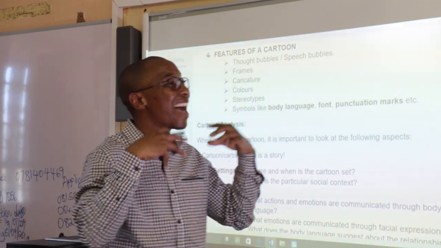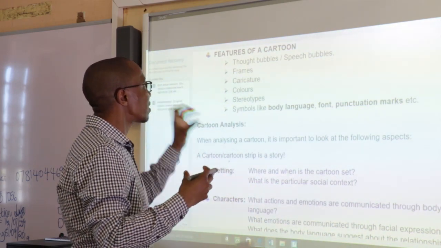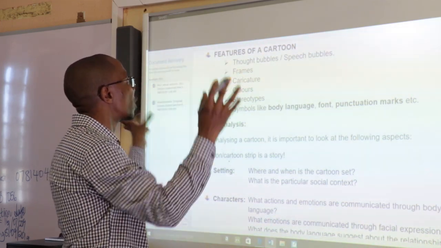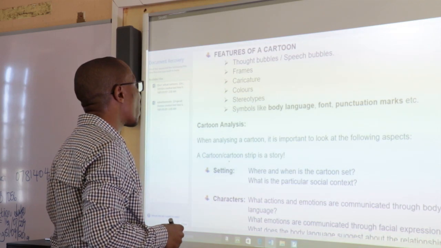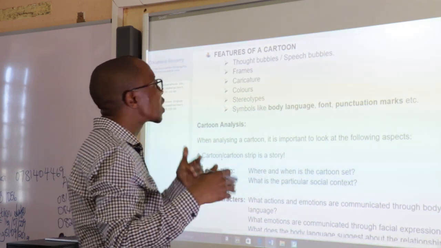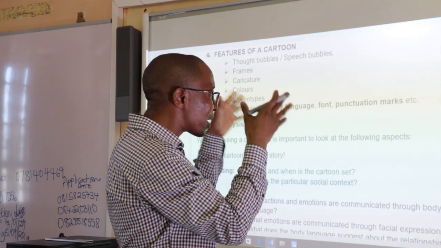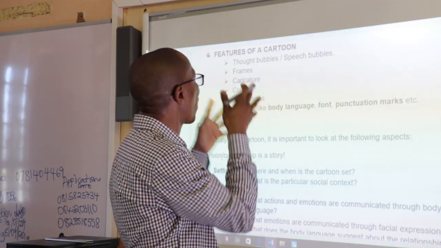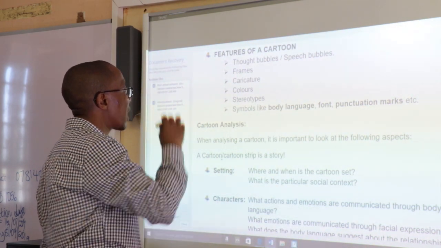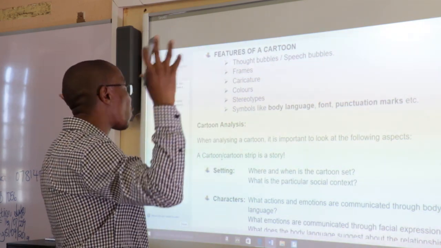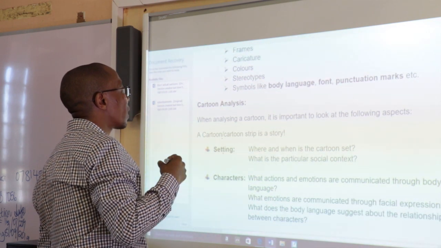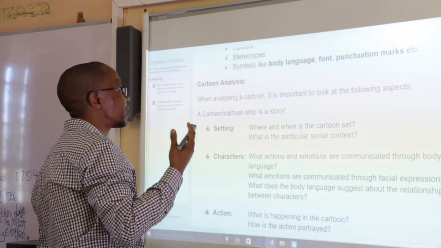How do I know that this person is angry if I go through this cartoon? And then there'll be frames. So a cartoon strip would have frames, and then just the cartoon, there'll be one. We look at cartoon strips because there'll be frames there, frame one, frame two, frame three, and let us drill them to understand if the question says refer to frame one, let them focus on frame one. If they have to compare frame one and frame four, then they should be able to do so. Caricature, which is the exaggerated nose or head or whatever, exaggerated figures, or features, colors as well, stereotypes, whether it's a gender stereotype and so on.